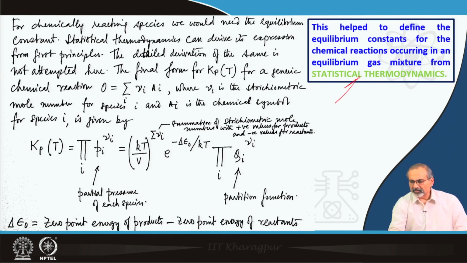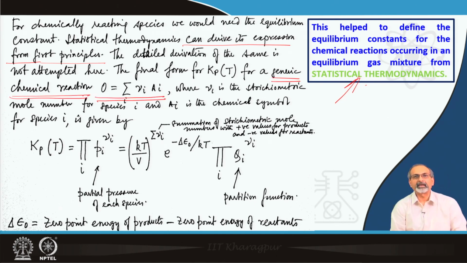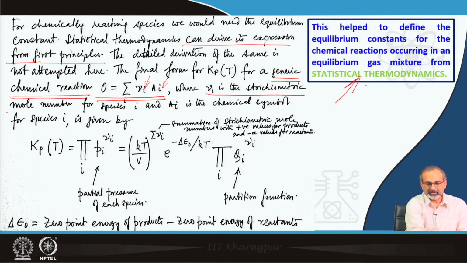From the statistical thermodynamics point of view, again we can derive an expression for the Kp, but that involves some more effort, and also due to paucity of time we will not be able to do that. So, when we have a generic chemical reaction where reactants have been taken to the right hand side, we are able to write it down in this form, where the Ai's are the species and the nu i's are the stoichiometric mole numbers for the different species.